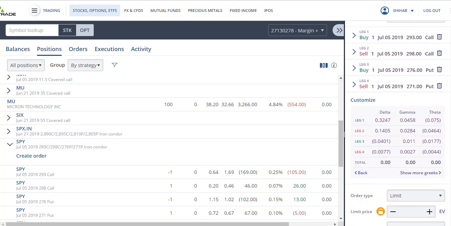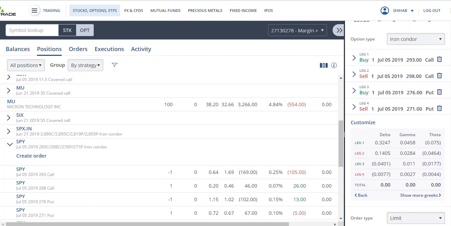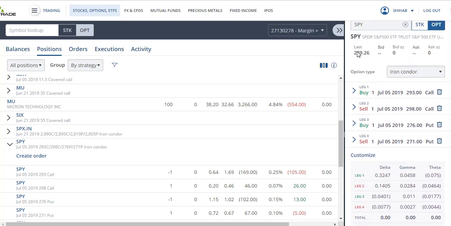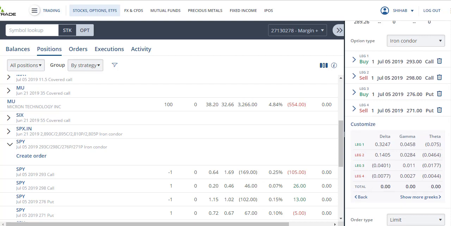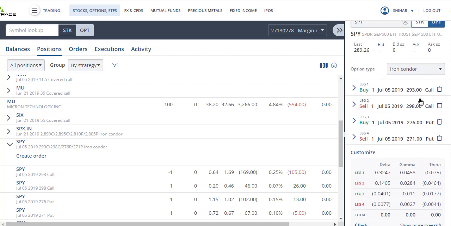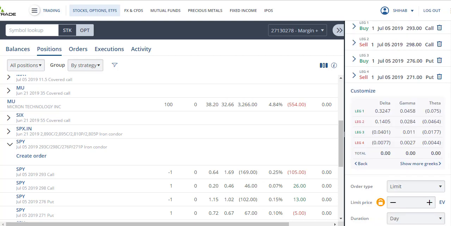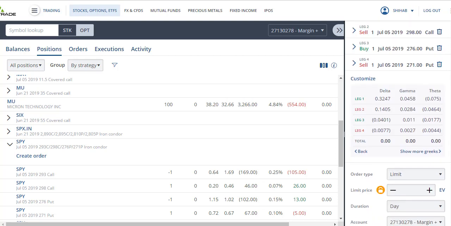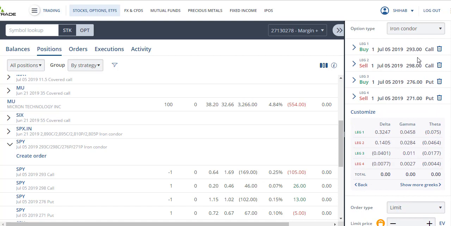So the adjustment that I could make is maybe roll up the put side. So my put side is at 276. Maybe I could bring it up to 280. So it's still far from 289, but higher than the 276 so that it allows me to collect an extra credit just to decrease my max loss in case the SPY does go above 293 come expiry date. So, or another thing I could do is probably just close this trade completely.